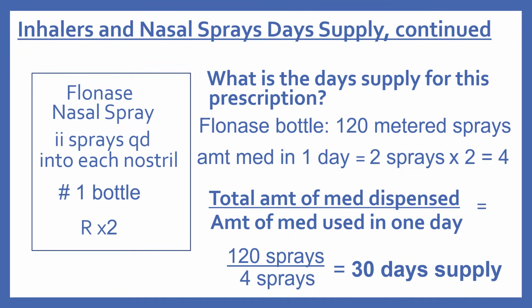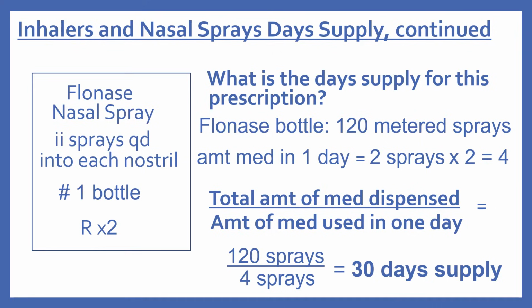And one more example now with a nasal spray. We have Flonase nasal spray, 2 sprays QD into each nostril. Dispense 1 bottle, refill times 2. So QD is once a day, so 2 sprays once a day. And we know from our Flonase bottle, it has 120 metered sprays in it. So the amount of medication in 1 day, 2 sprays into each nostril, so you have 2 nostrils, so it'd be 2 times 2. That will be 4, and it's just once a day. So it's a total of 4 sprays a day.